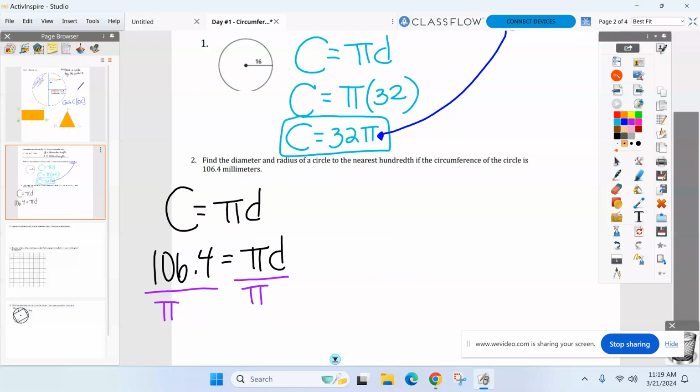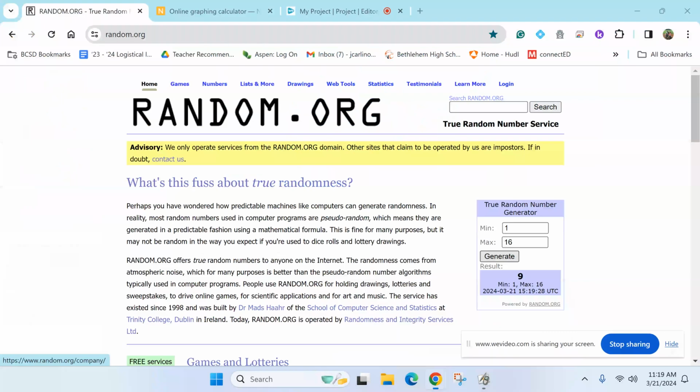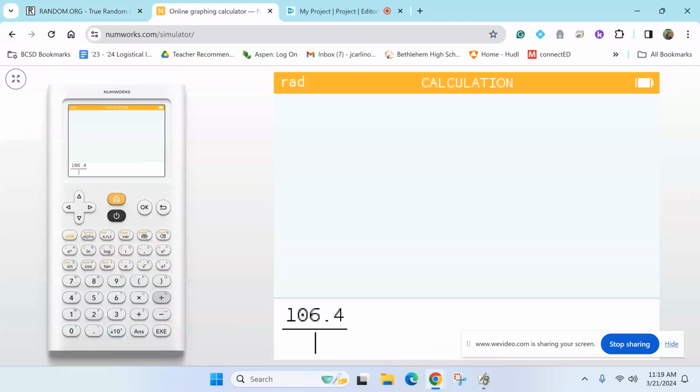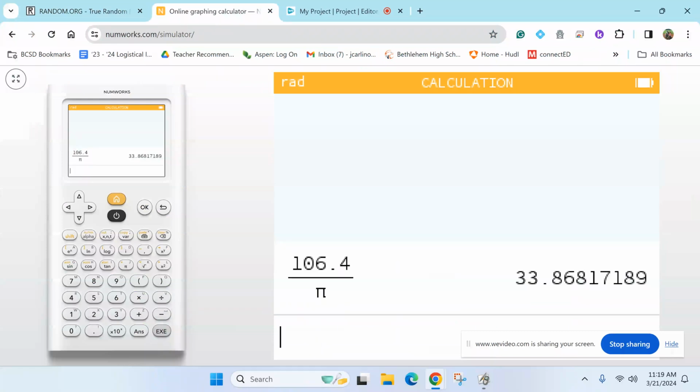Notice I do have actual rounding directions, nearest hundredth. So now I want to go to my calculator and use my pi button, which I'll do with you. 106.4 divided by, there's the pi. And now I round to the nearest hundredth. 33.87.